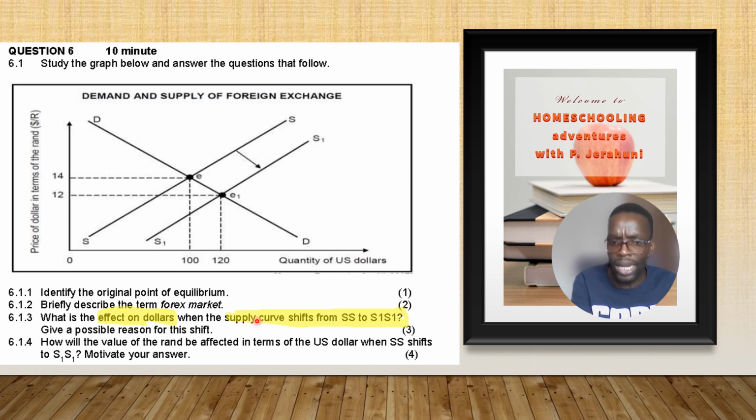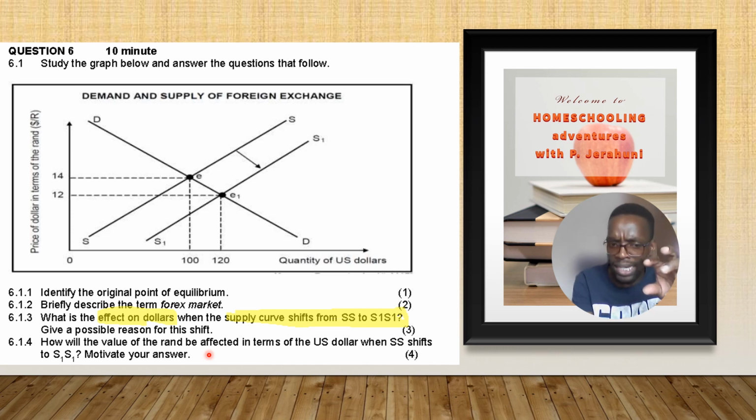And then the next one, you are now supposed to give a possible reason for this shift. For that possible reason, you are going to get 2 marks. So that's why this one is going to be marked out of 3. 1 mark is going to be for the effect, and then 2 marks are going to be for the reason.